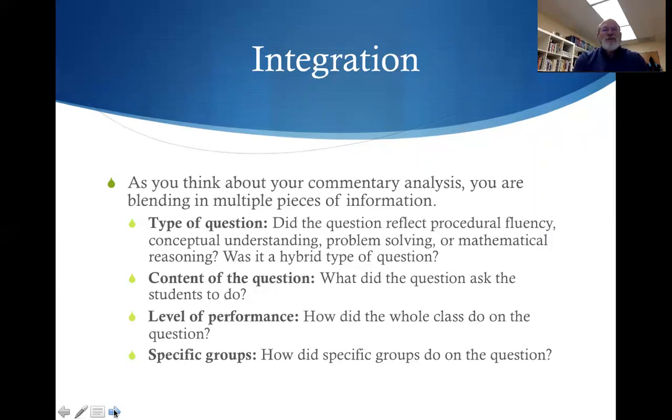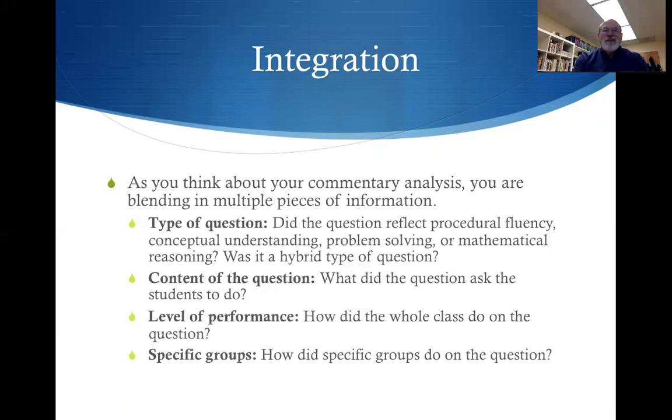The second question you want to include for your evaluator: what was the content of the question? In other words, what did the question ask the students to do? Don't just say problem 2, say problem 2, which asked the students to do this.